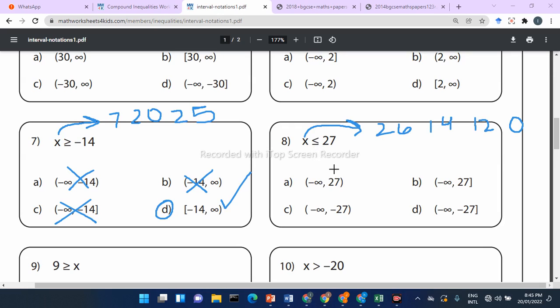So we know A cannot work, because we do not include 27. This is an open bracket, but in the question we do include 27. So this is not going to work. For C, we could immediately remove it as well, because here we're talking about negative 27. In the inequality given, we have positive 27, so that's not going to work. So it's either B or D. B is saying we want numbers less than 27.